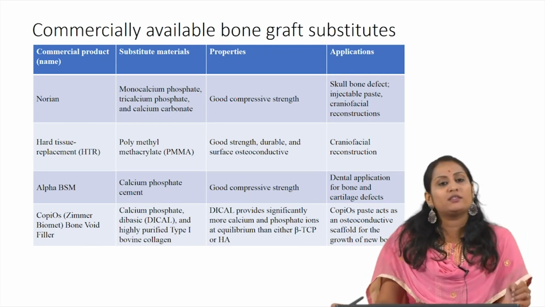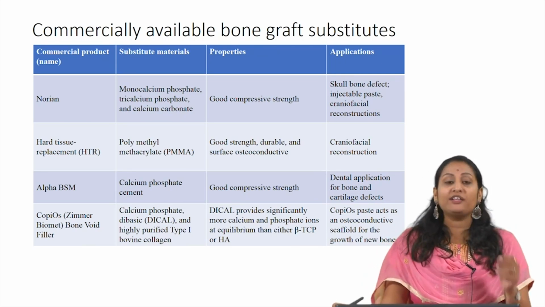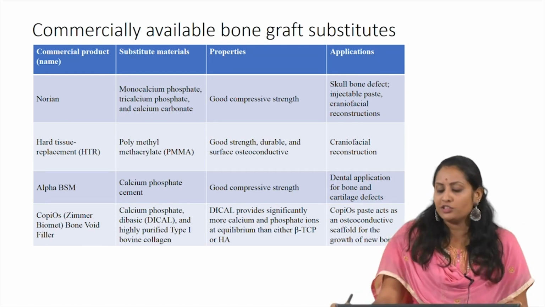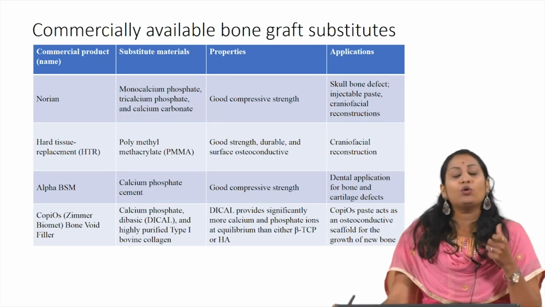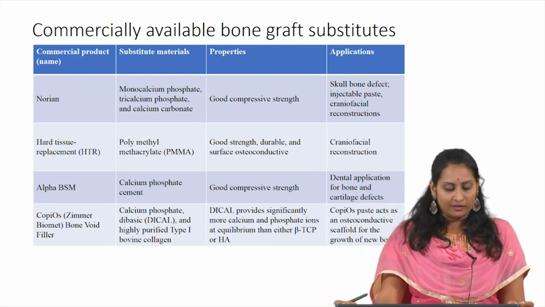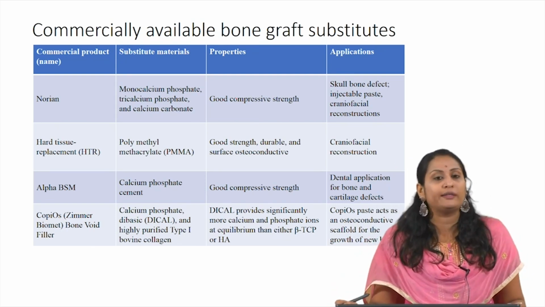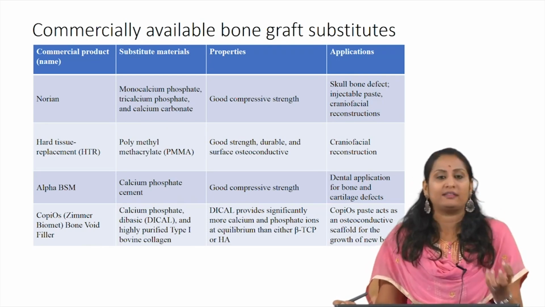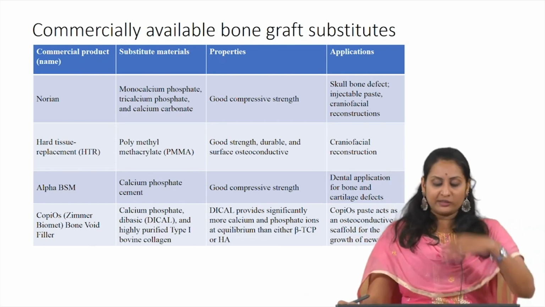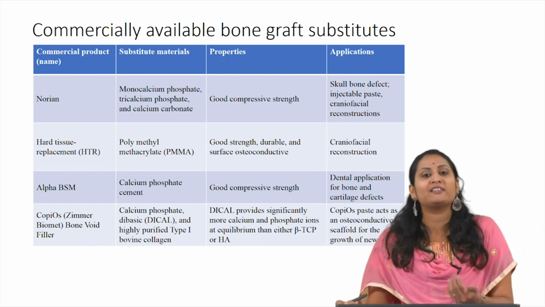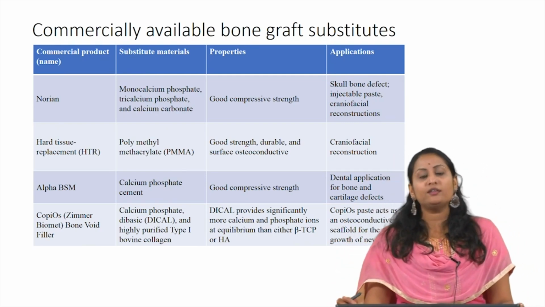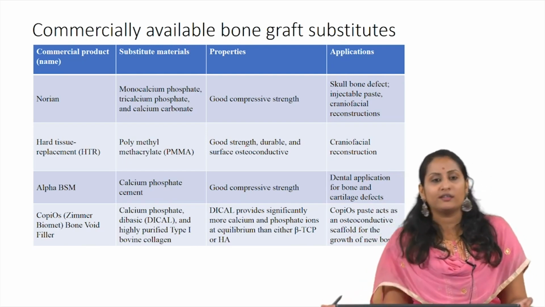The next one is Norian, which has been prepared from monocalcium phosphate, tricalcium phosphate and calcium carbonate. It gives very good compressive strength, is used in skull bone defects and craniofacial reconstruction, and is also in an injectable paste format. The third one is Tissue Replacement, where they have used polymethyl methacrylate, a synthetic polymer. So, moving from ceramic based, this is a synthetic polymer based bone graft material with good strength, durable and surface osteoconductive. It is used for craniofacial reconstruction.